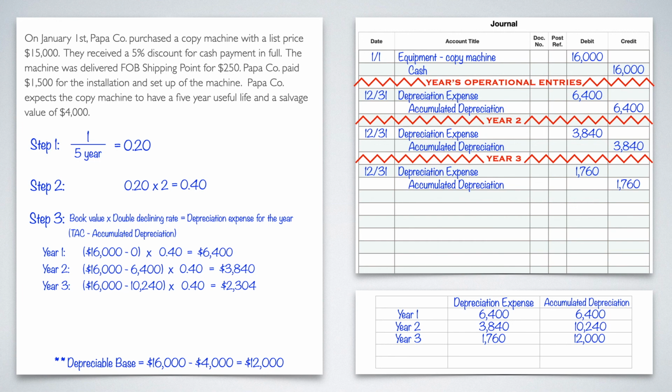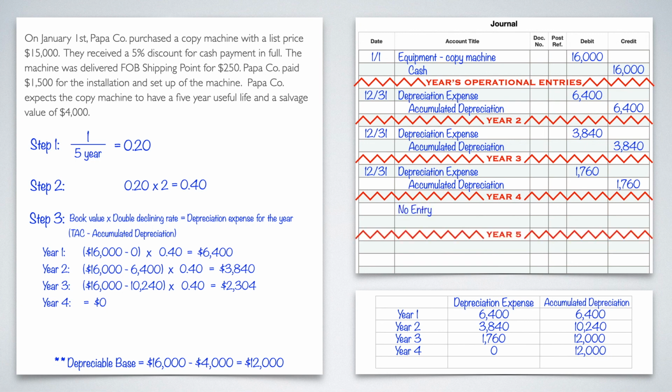But just for formality reasons, year 4 is going to be 0 because we've already hit the 12,000. So there's nothing else we can do. 0 is still going to be 12,000. There's going to be no entry for year 4. And then year 5, same thing, 0, filling out our table, 0, 12,000, no entry.